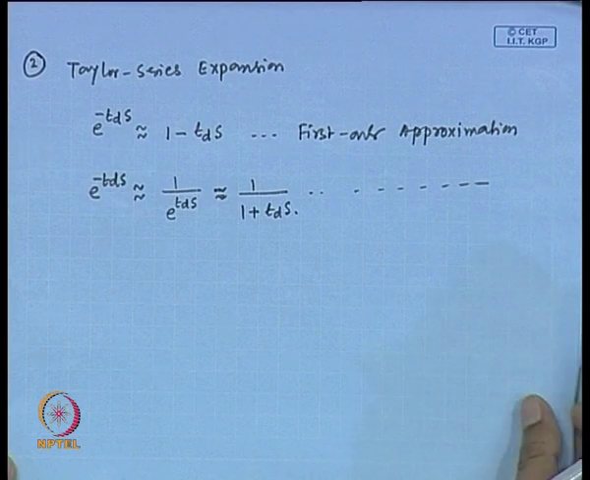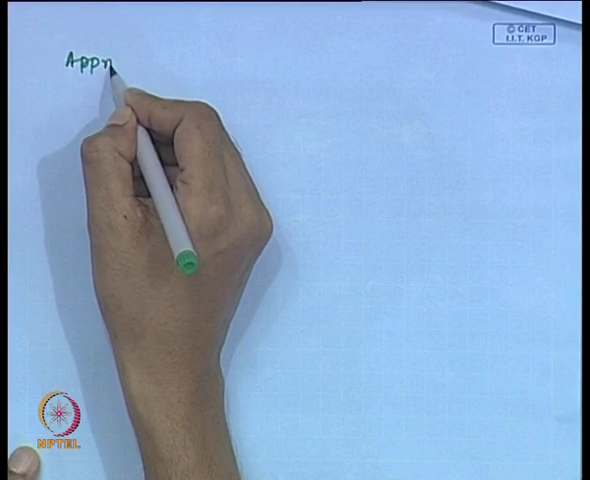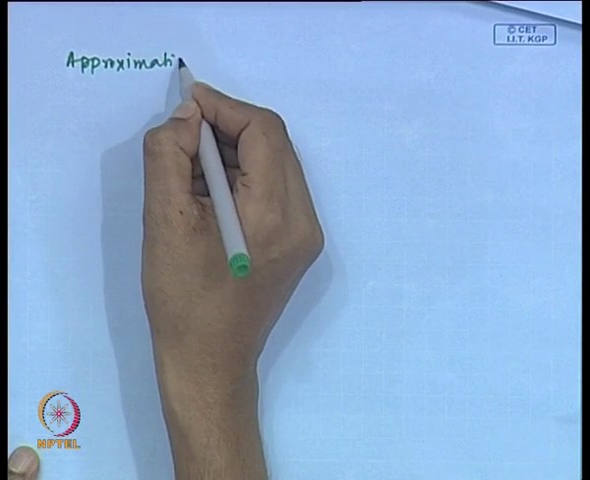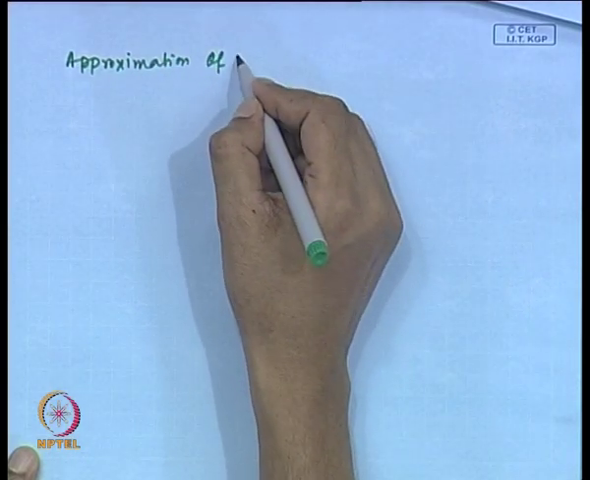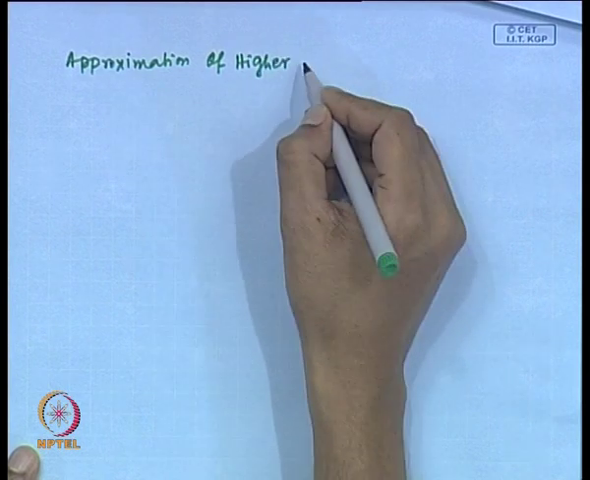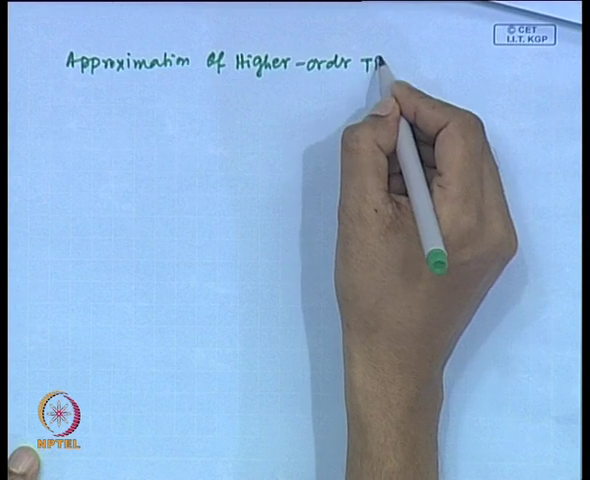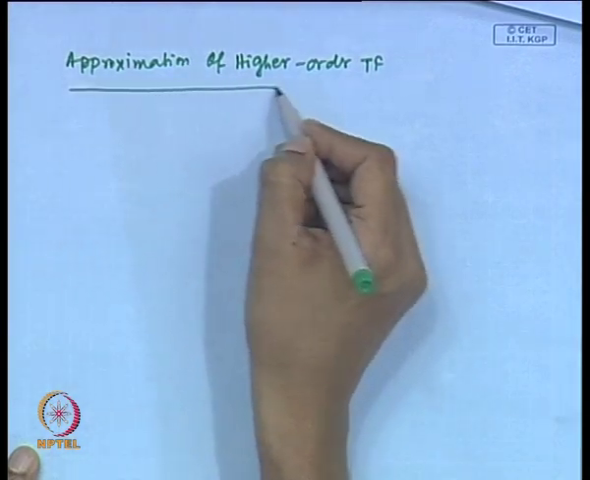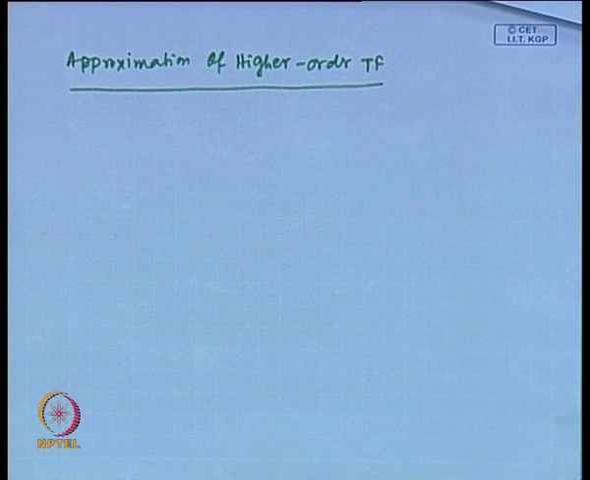Fine. In the next we will discuss in reverse way, I mean how we can represent the higher order transfer function by a lower order transfer function, that we wish to discuss. Approximation of higher order transfer function to lower order transfer function.